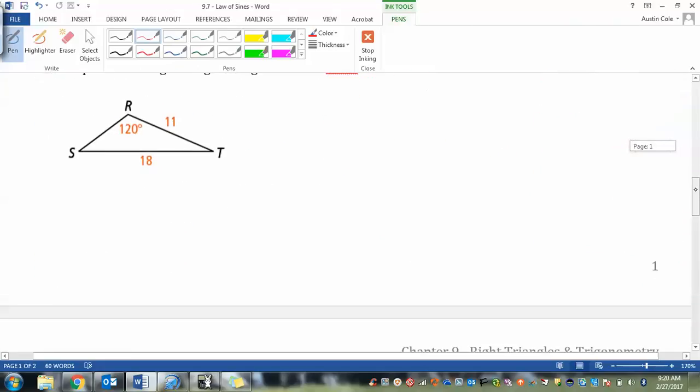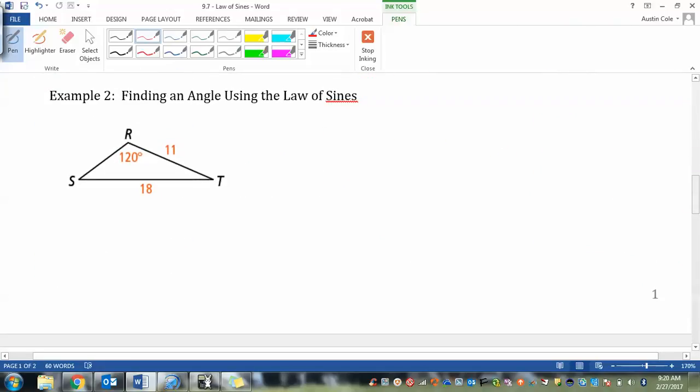Okay, example 2. It says finding an angle using the law of sines. So we can use the law of sines to find a side, just like we did, or an angle. I look here, and it doesn't tell us which angle, just find an angle. Which angle do you want here? Let's pick S. Actually, it needs to be S. So we're going to find angle S. That's how the problem should be labeled. It should have said, hey, find angle S. So again, as long as we have an opposite angle and opposite side, for example, 120 and 18, and then S and 11, we can use the law of sines.